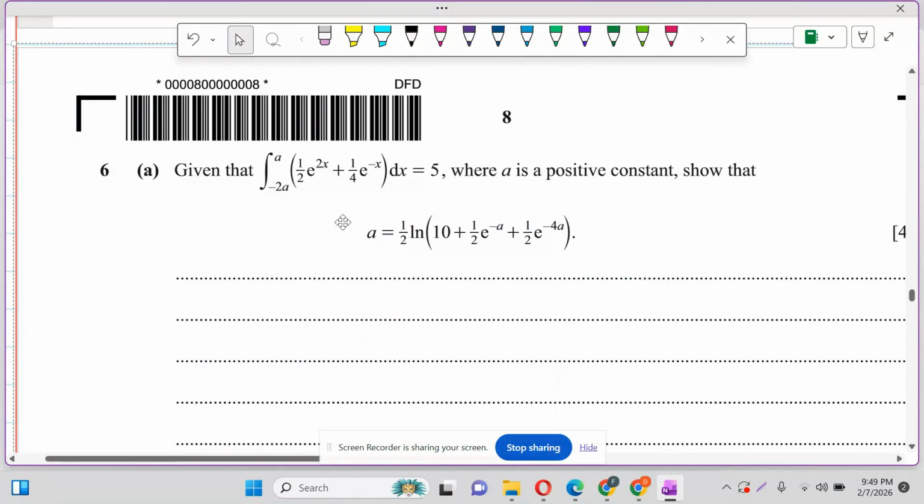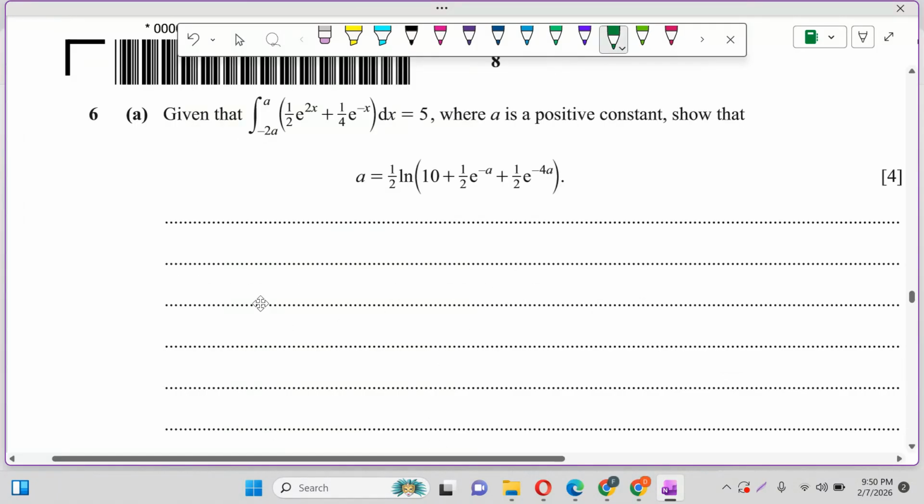Okay, we are going to start question number 6. Given that the integration of 1 over 2 exponential of 2x plus 1 over 4 exponential of negative x with respect to dx is equal to 5, when the limit is from negative 2a to a, where a is a positive constant, show that a is equal to half ln of 10 plus half exponential of negative a plus half exponential of negative 4a.